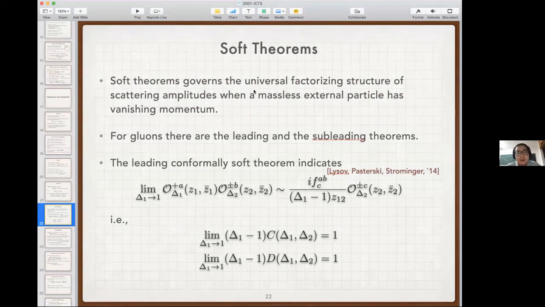We mentioned that the soft theorem governs the universal factorizing structure of the amplitude when you take a certain massless particle to have vanishing momentum, right? For gluons, it is nowadays well known that there is both a leading soft theorem and a subleading soft theorem, depending on what order in the soft expansion you look at. Firstly, if you look at the leading soft theorem, people have studied it previously, and in our current setup it can be expressed in terms of the celestial operators.